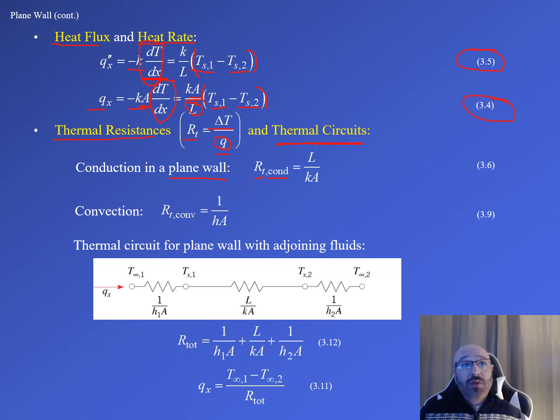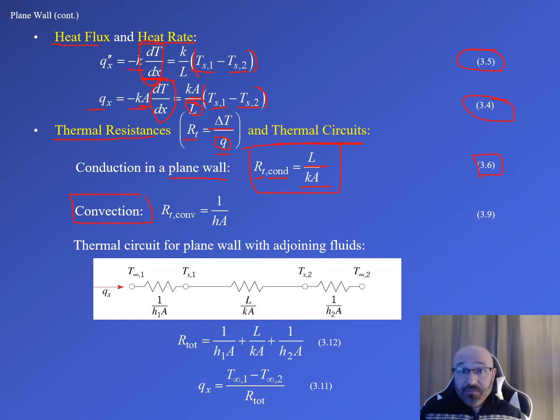So we call this our thermal resistance for conduction in a plane wall, or R sub T comma conduction. It is equal to, and this comes from equation 3.6 in our textbook, L, which is the thickness or the length of that wall, divided by kA, our thermal conductivity times that area. So this is for conduction in a plane wall. Well, what if we have convection? Convection has the following equation.